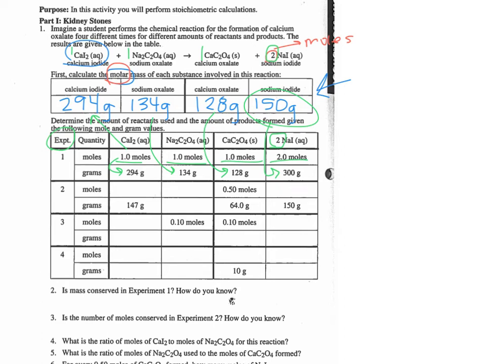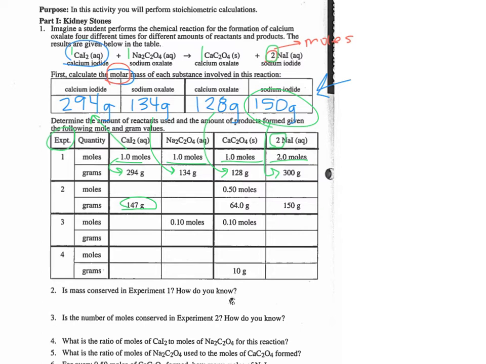Now in the second experiment, we're going to be using the molar mass again, and along with the mole ratios in the actual reaction in order to help us fill in these missing blanks. So let's start over on the left-hand side with calcium iodide. All right, so we know that we have 147 grams of calcium iodide in this experiment. So we need to figure out how many moles that is.